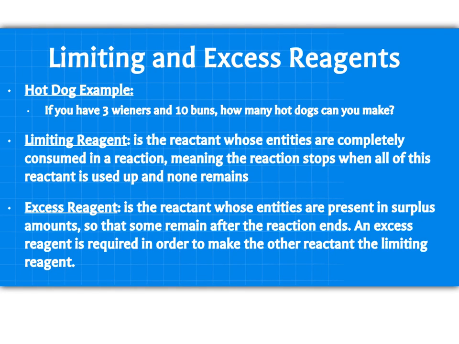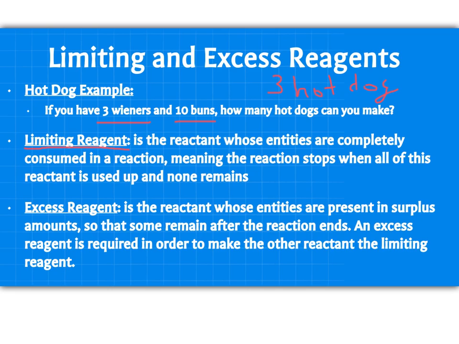At this stage, although we're not going to do calculations with this yet, it's important to understand that we have something called a limiting and an excess reagent in whichever reaction we have. An example of how we can talk about this is if we're talking about hot dogs. If I wanted to make hot dogs, and what I had in front of me was 3 wieners and 10 buns, how many hot dogs could you make? Well, for every hot dog, you're going to need a wiener and you are going to need a bun. So if I only have 3 wieners, that means I am only going to be able to make 3 hot dogs. So from this example, I can talk about what a limiting reagent is.